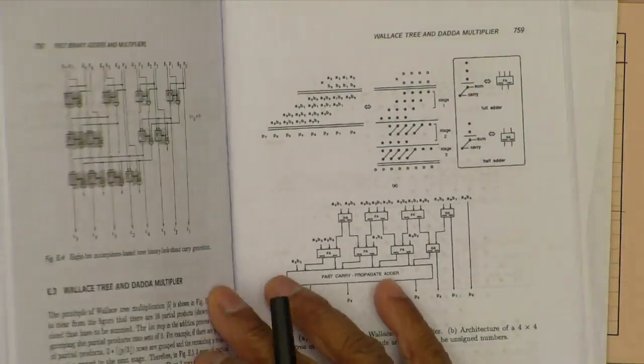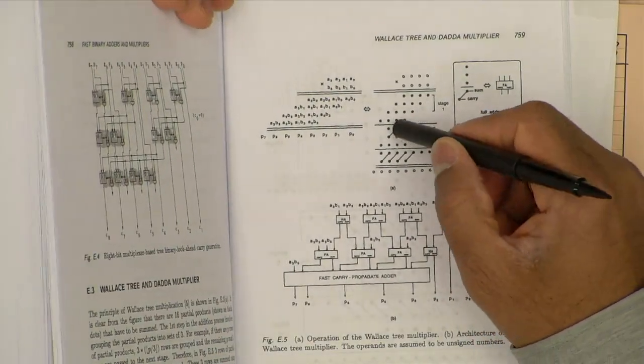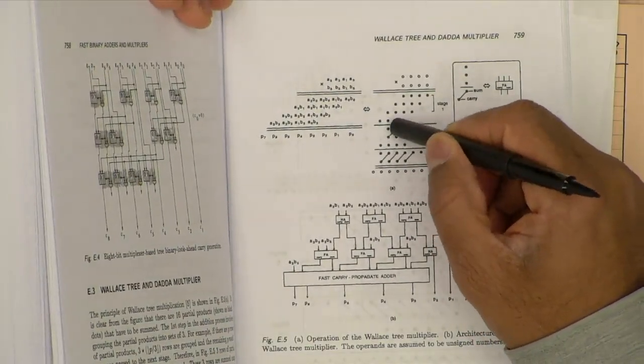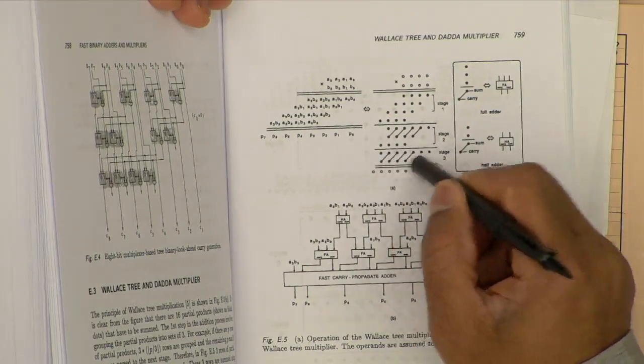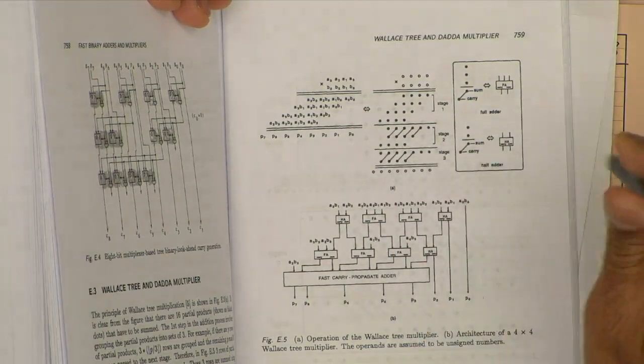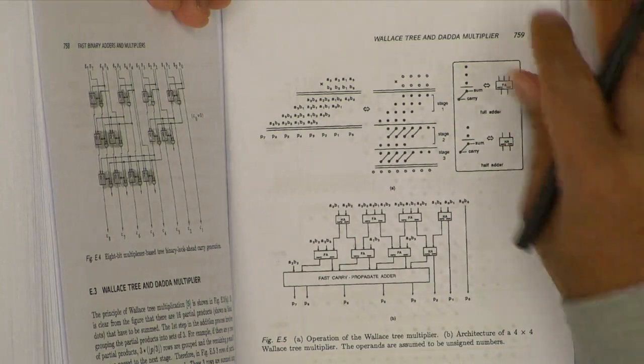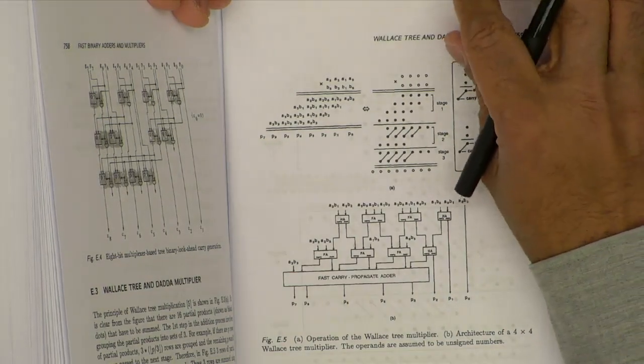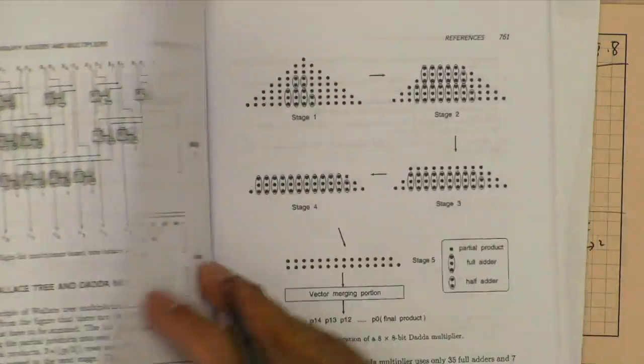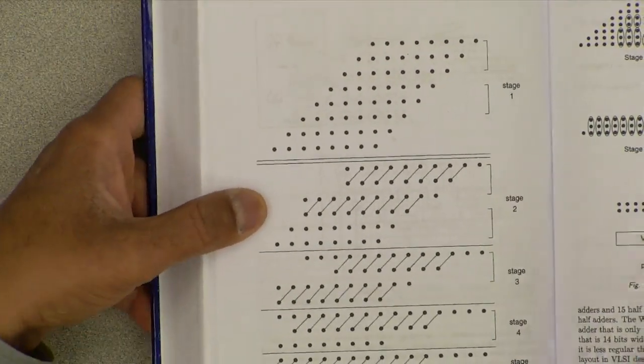So now every column that has 3, I can create a sum and carry, and then this is just a vector merging add because now we have two vectors to add. So that's illustrating the simple case of a Wallace tree for 4 by 4 multipliers.